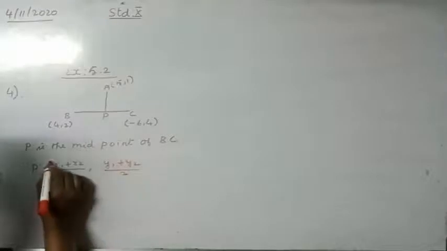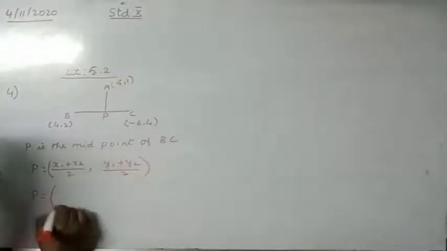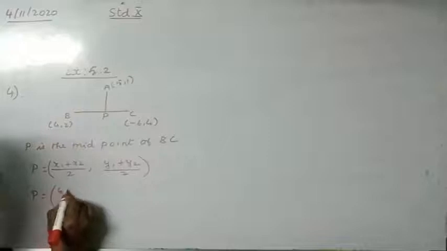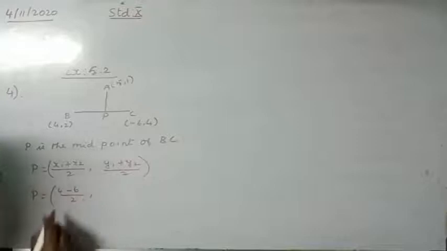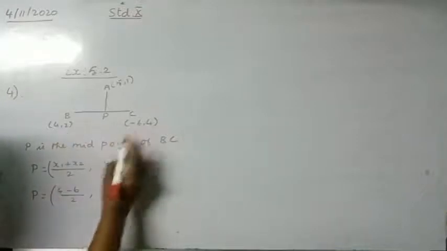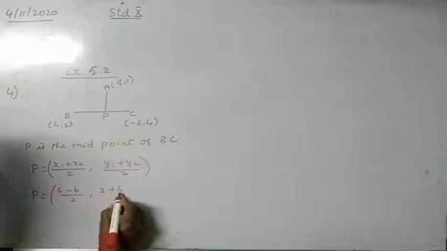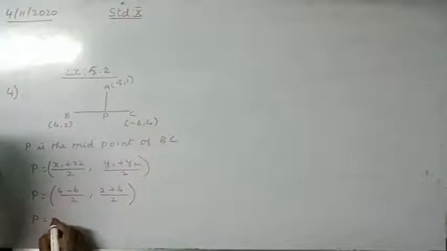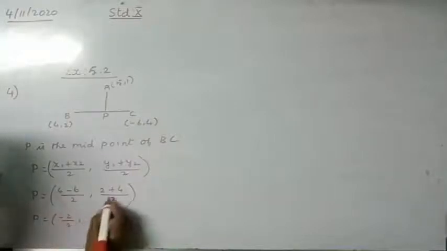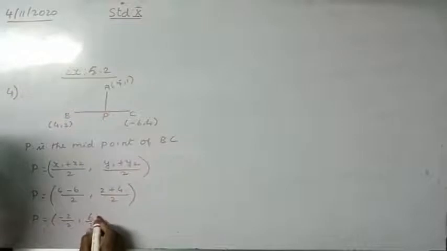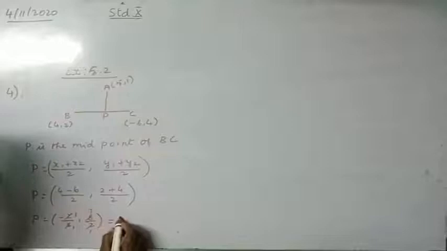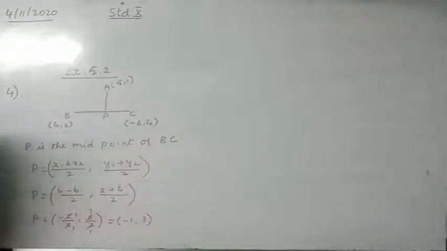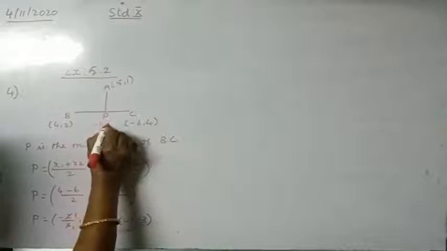So we write the midpoint formula. Now substitute. So what is x1? 4. Plus what is x2? Minus 6. 4 minus 6 divided by 2, comma y1 plus y2, 2 plus 4 divided by 2. So P is equal to 4 minus 6 is minus 2 by 2, comma 6 by 2. 2 plus 4 is 6. Now cancel: 1, 1, 1, 3. So which is equal to minus 1, comma 3. So P is the point minus 1, comma 3.